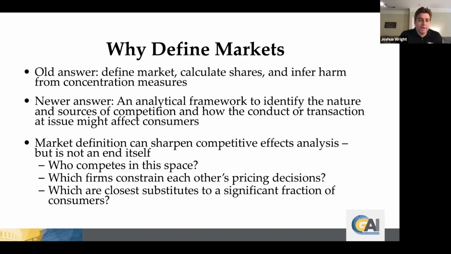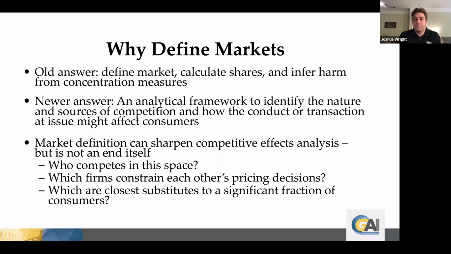So a newer answer to why we define markets is to provide an analytical framework to identify the nature and sources of competition and how the conduct or the transaction at issue might affect consumers. We're looking for sources of competitive constraint. Most of antitrust is about the exercise of monopoly power, raising market prices and reducing market output. And we're looking for what firms might constrain the ability of our target firm, probably our defendant or firm under investigation, to do so.